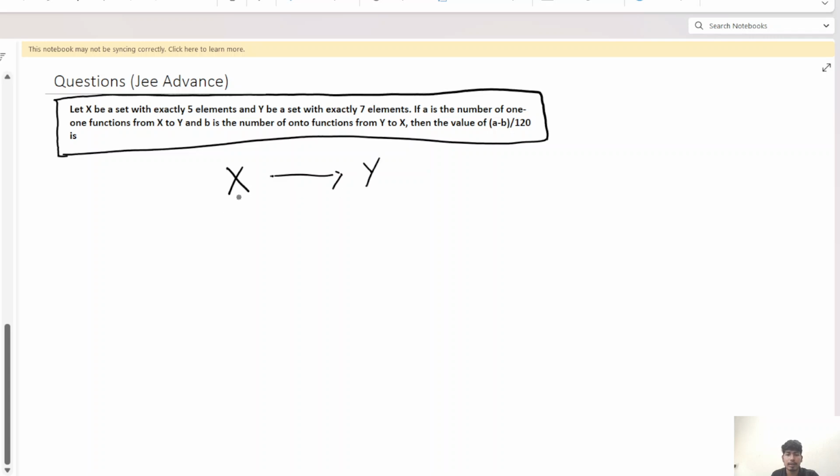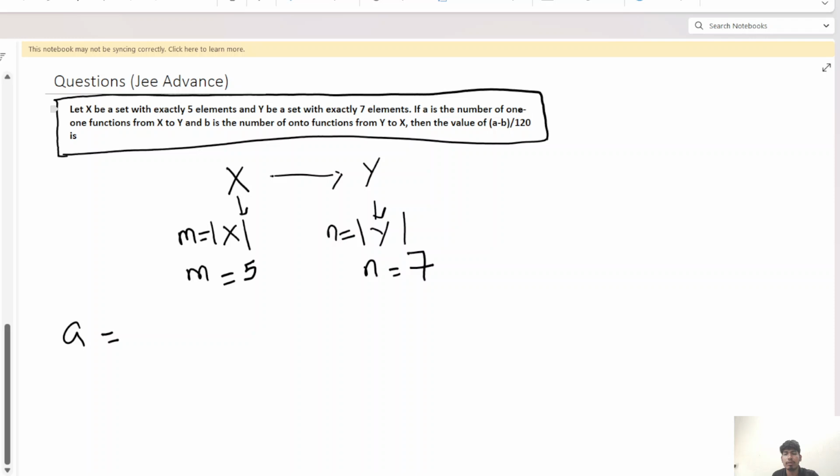Let the cardinality of x be denoted m and the cardinality of y be denoted n. Then m is 5 and n is 7. First, a is the number of one-one functions.